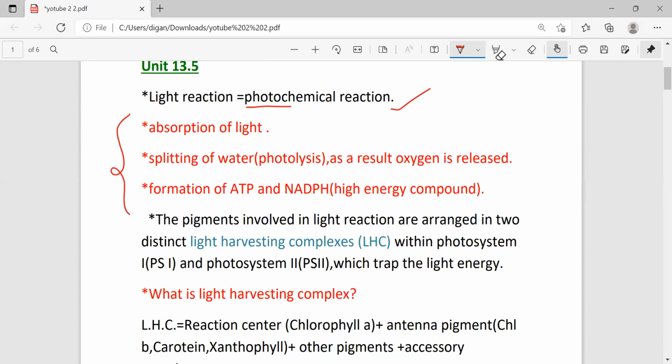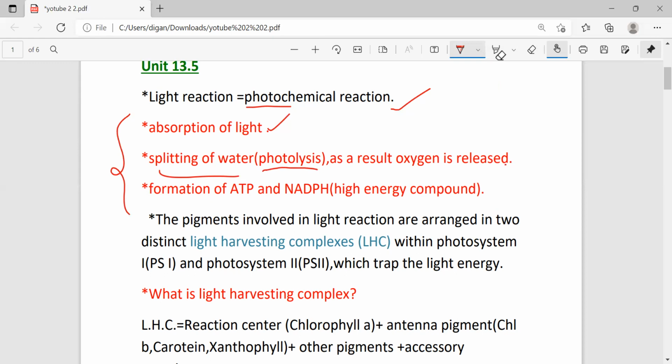First point, in light reaction absorption of light takes place. Second point, splitting of water takes place. Splitting means breakdown. So breakdown of water takes place, and this process is known as photolysis. So what is photolysis? Just write, the process of splitting or breakdown of water is called photolysis.